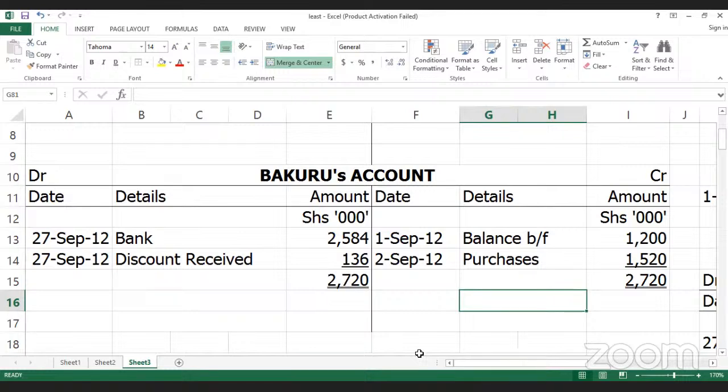So we call this a closed account. There is no balance to be carried into the next period. So we skip that. It's a closed account. It has no balance. The debit side equals the credit side.